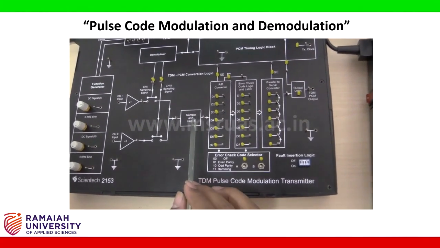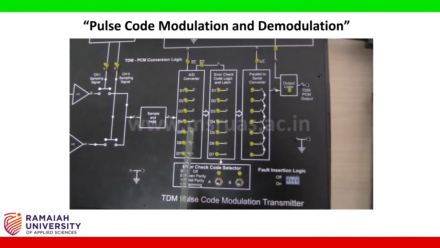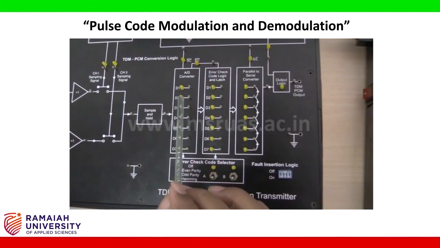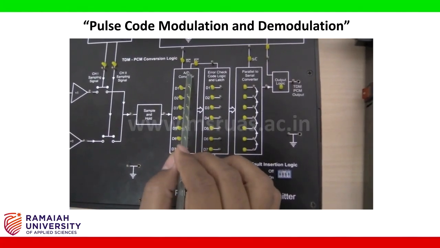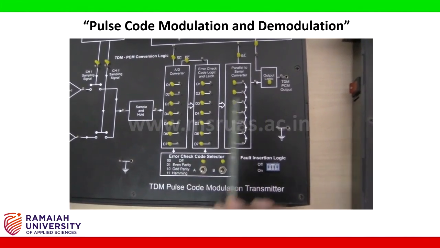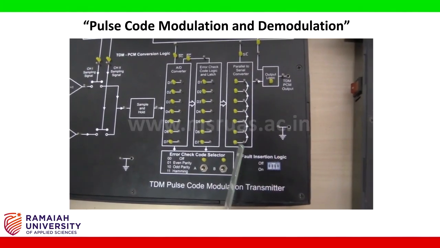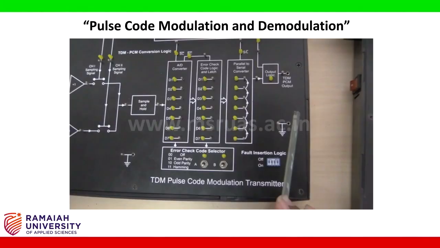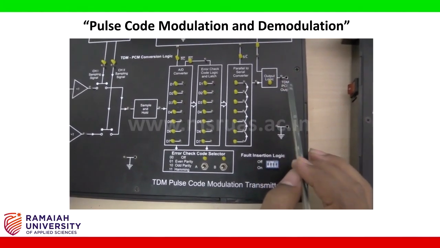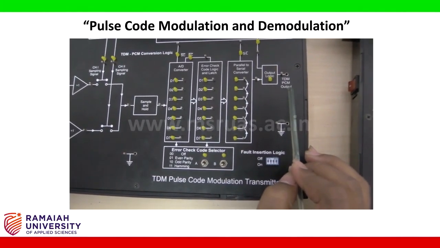First, the sample and hold output of the circuit is converted into digital bits, zeros and ones, using the analog to digital converter. Once the analog to digital conversion is done, we use parallel to serial conversion so that we can transmit bits serially over the channel. The output of this PCM modulation is this point, TDM PCM output.